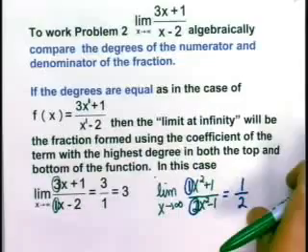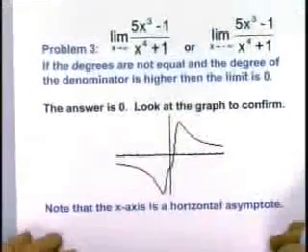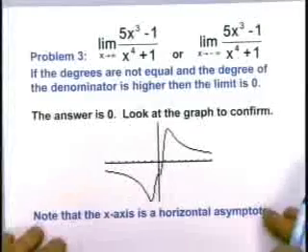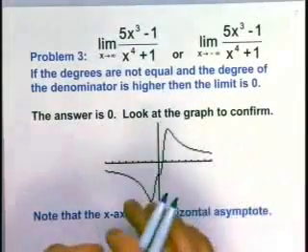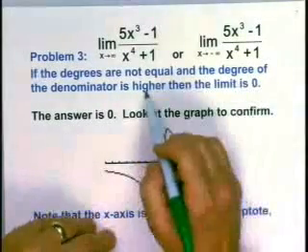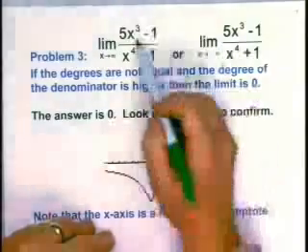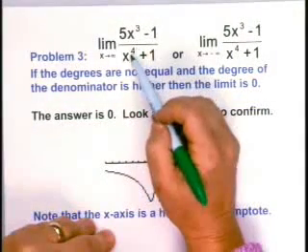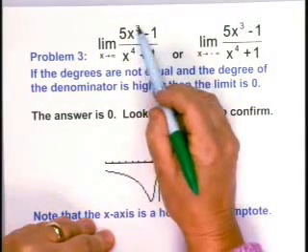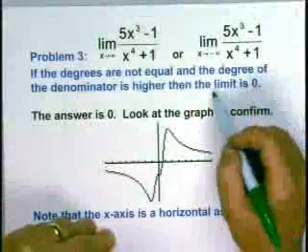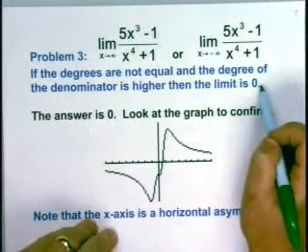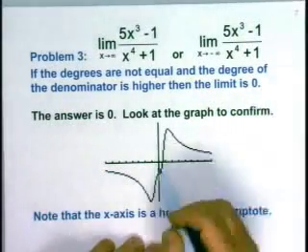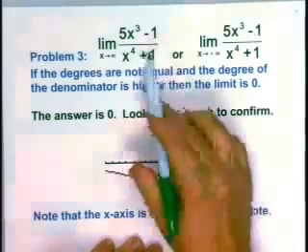Well, what if the degrees of the numerator and the denominator are not equal? If the degree of the denominator is higher, and that's the case in this example, the degree of the denominator is 4, the degree of the numerator is 3, then the limit in this case is 0. You can confirm this by looking at the graph of this function.